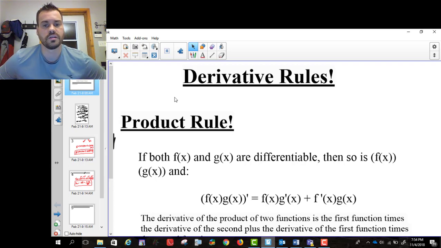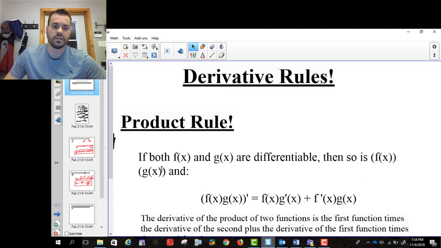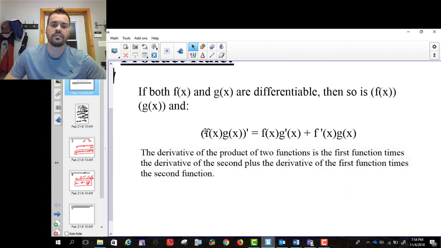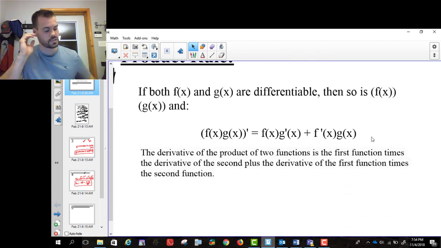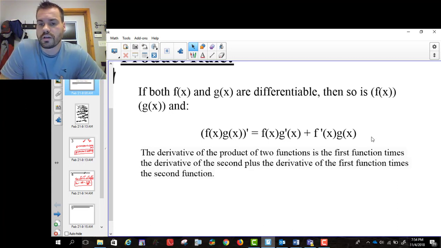So if both f of x and g of x are differentiable, meaning you can take the derivative of them, then so is their product. So is f of x times g of x, and this is the product rule. The derivative of f of x times g of x is the first function f of x times the derivative of g of x, g prime of x, plus f prime of x times g of x. So essentially what you do is you multiply each function by the other function's derivative.